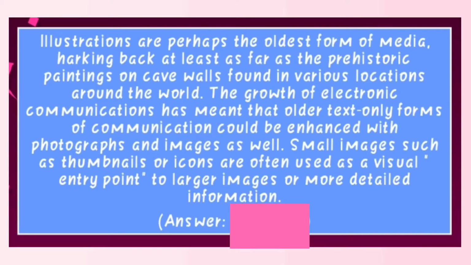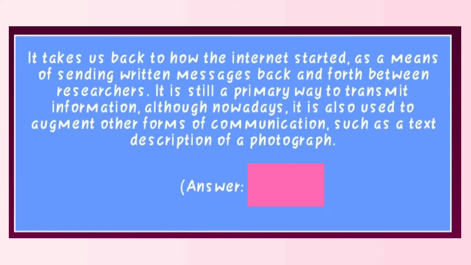The correct answer is graphics. Who got the correct answer? Very good. Question number 2. It takes us back to how the internet started as a means of sending written messages back and forth between researchers. It is still a primary way to transmit information, although nowadays it is also used to augment other forms of communication such as text description of photograph.